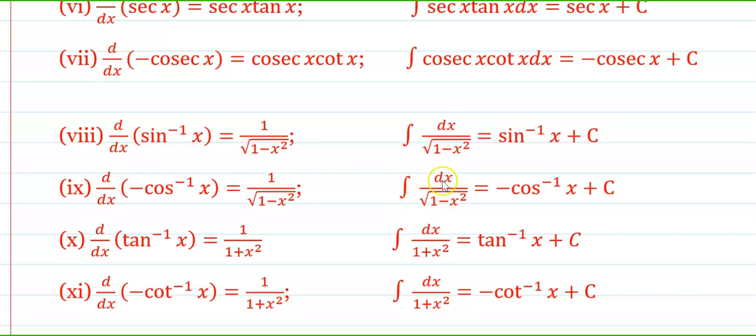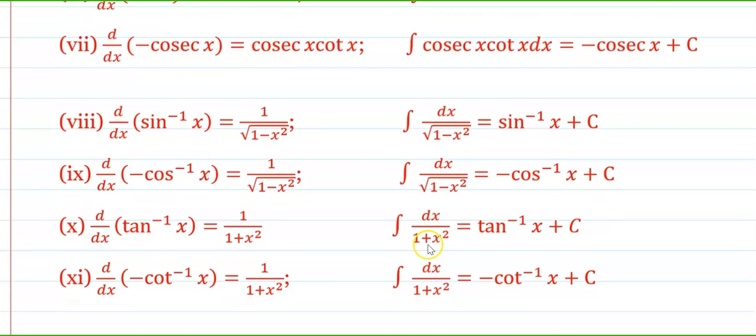Again the integral of 1 upon under root of 1 minus x square. Then again I will ask the question, which is the function whose derivative is 1 upon under root of 1 minus x square, and that's nothing but the minus cos inverse of x, and hence the integral of dx upon under root of 1 minus x square is equal to minus cos inverse of x plus c.